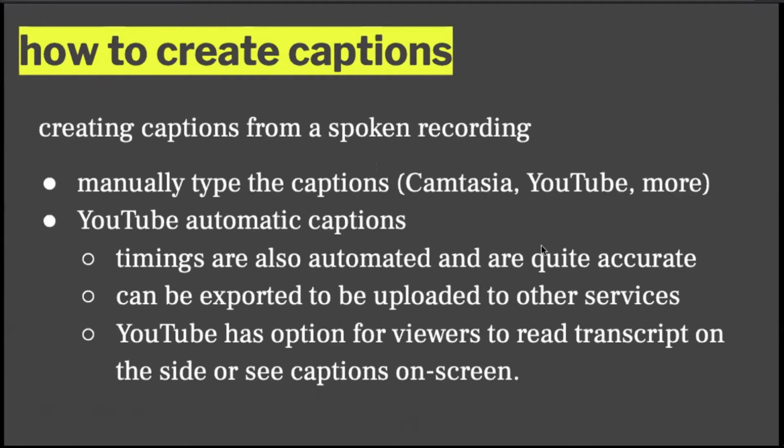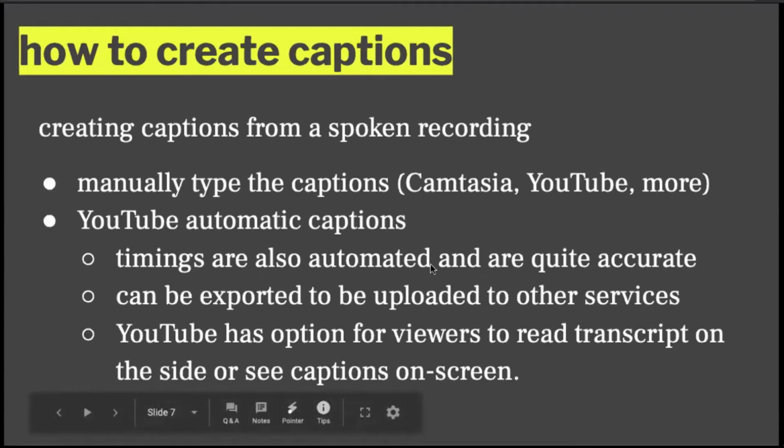And then, if you're doing it from a spoken recording, so me, I created a video a couple weeks ago about how to do podcasts. And so I just spoke, I didn't go off of a script. There's options, like Camtasia is a recording program that you can use, and you can type the captions in. You can type them into YouTube if you really want to. But YouTube has automatic captioning, automatic timings.